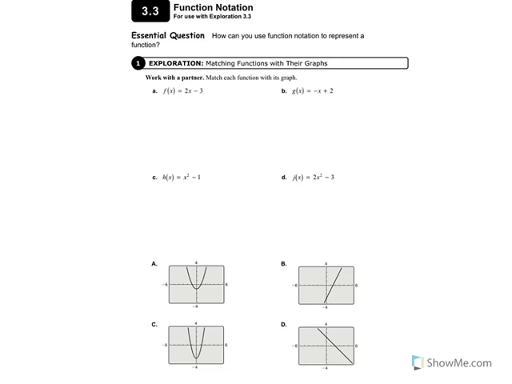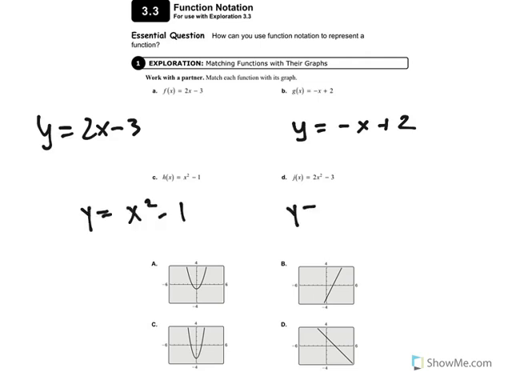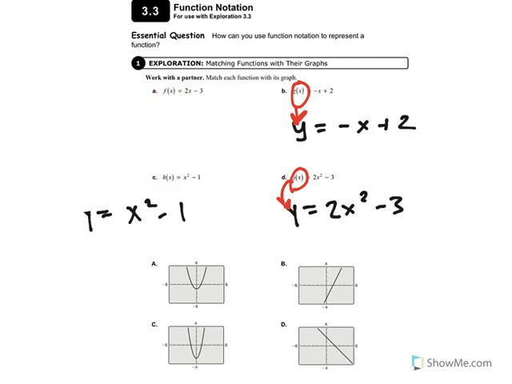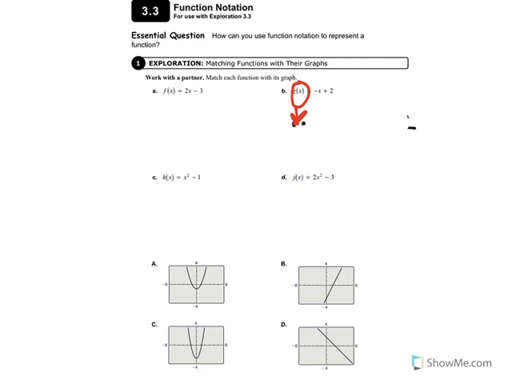Okay, so you guys are used to seeing y equals 2x minus 3 or y equals negative x plus 2 or y equals x squared minus 1 or y equals 2x squared minus 3. But do you notice you have f of x, g of x, h of x, j of x? This is exactly the same thing as y. It's just kind of our upscale math language is what I'll call it. But it operates the same way that you guys have always seen.